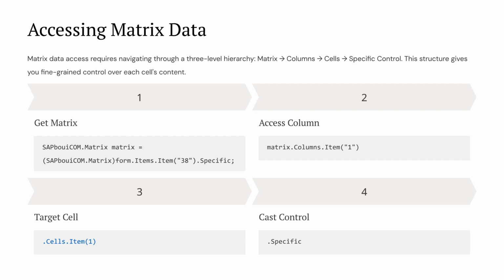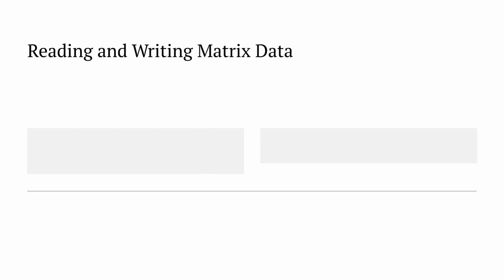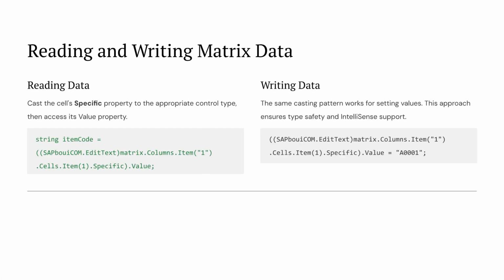You must first get the matrix object, then target a specific column by its unique ID. Next, locate the desired cell by row index, and finally cast it to the specific control type to access its properties. Reading and writing matrix data requires casting the cell's specific property to the correct control type, such as EditText, before accessing its value property. This casting pattern ensures type safety for both reading an item code and setting a new value.